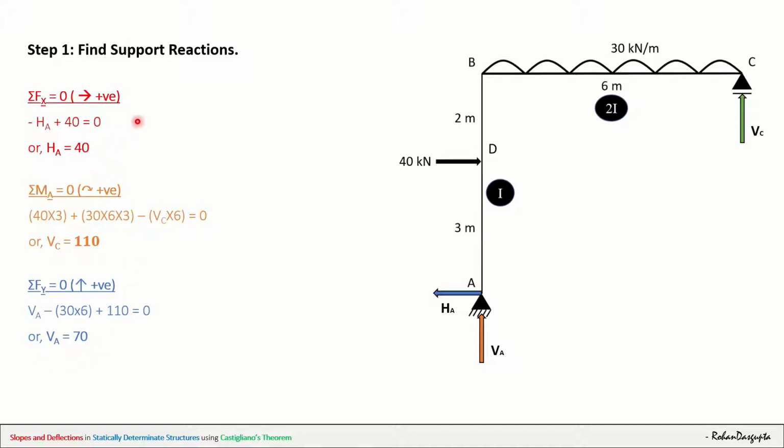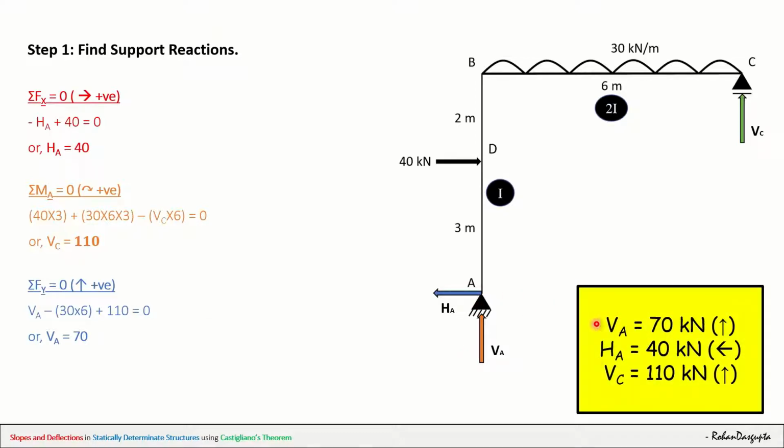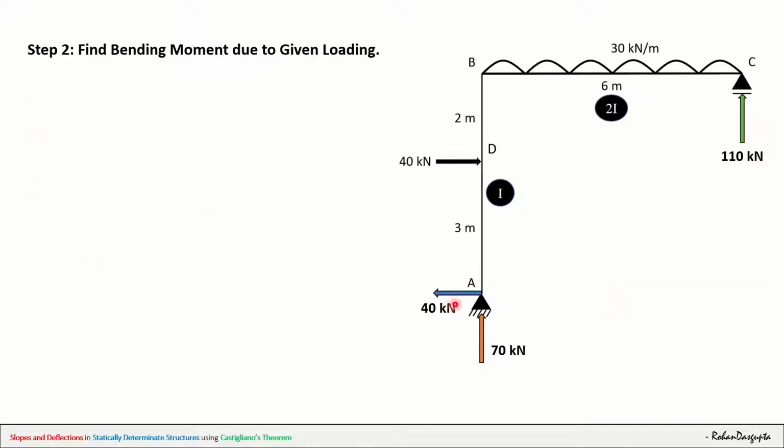Now since all our values have come as positive, our chosen directions of the reactions are correct. So I can simply write it like this, or I can show it in the figure like this. So 70 kilonewton in the upward direction, 40 kilonewton towards the left-hand side, and 110 kilonewton in the upward direction. Now pay attention to step 2.